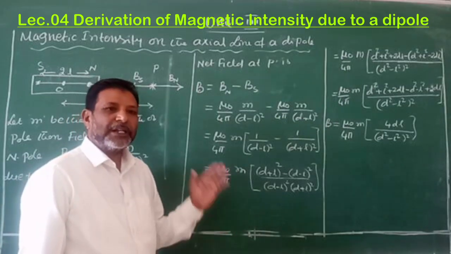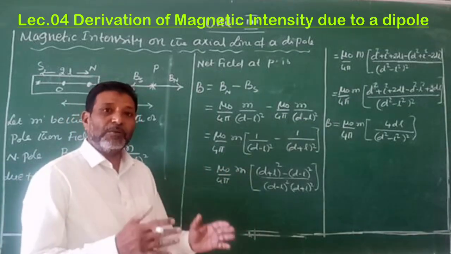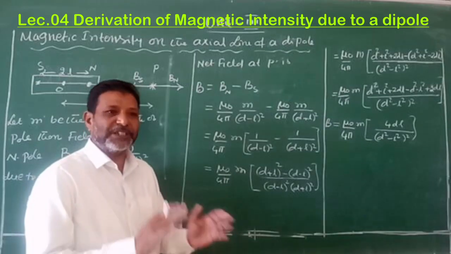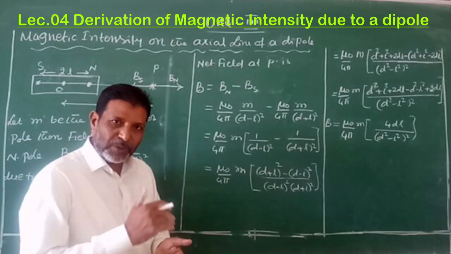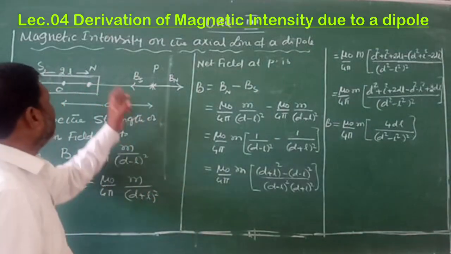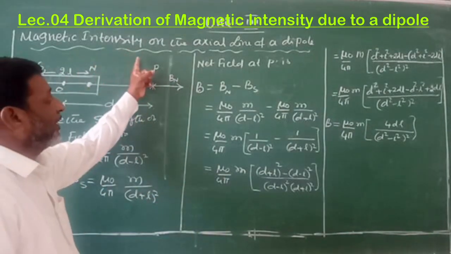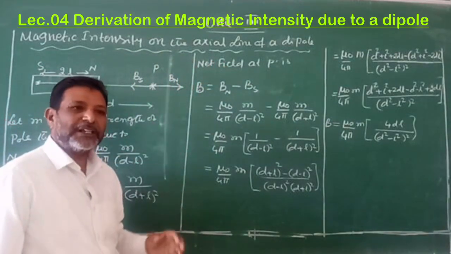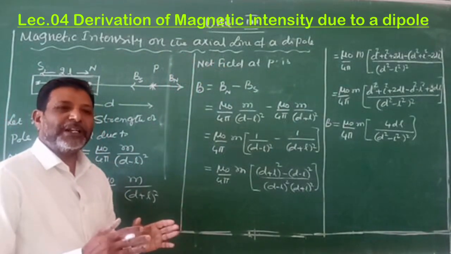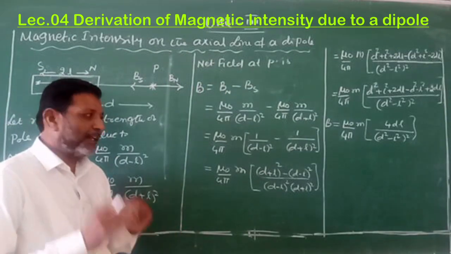Now today, with the help of these definitions, we are going to derive the formulas. One formula is the magnetic intensity on the axial line of a dipole. First, let us try to understand what we call the axial line.